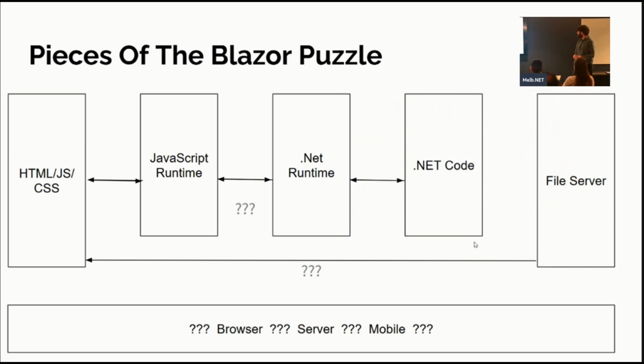So as a bit of a background, all the different pieces that fit together in the Blazor puzzle: you've got your HTML, JavaScript, CSS. That's in pretty much every website. Sitting behind that is a JavaScript runtime. Sitting behind that, maybe you've got a .NET runtime, and within there, you've got your .NET code, and then you've probably got some kind of file server as well. So that's kind of how Blazor works and how a lot of the web works, I guess, in a few different forms. And different modes kind of split what runs where.